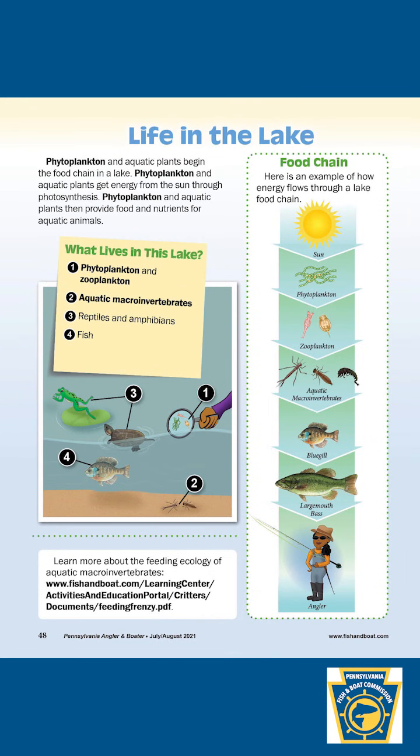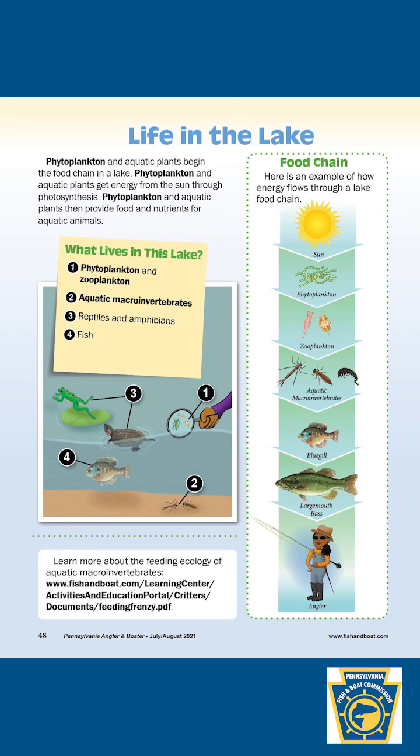Life in the lake. Phytoplankton and aquatic plants begin the food chain in a lake. Phytoplankton and aquatic plants get energy from the sun through photosynthesis. Phytoplankton and aquatic plants then provide food and nutrients for aquatic animals. What lives in this lake? 1. Phytoplankton and zooplankton. 2. Aquatic macroinvertebrates. 3. Reptiles and amphibians. 4. Fish.